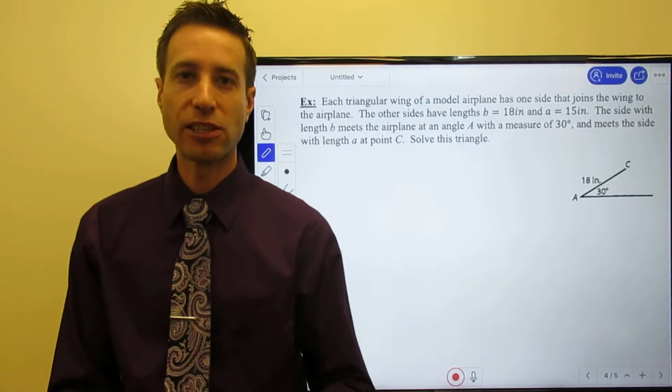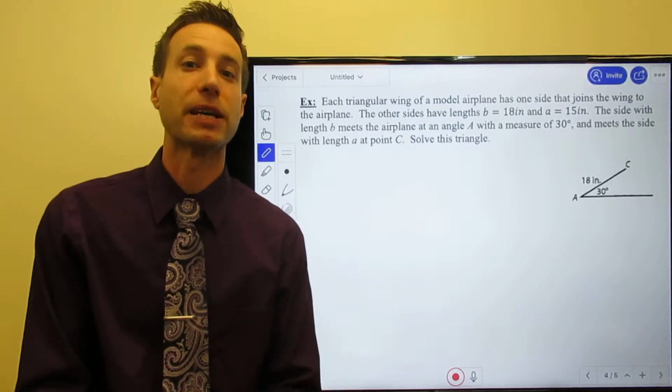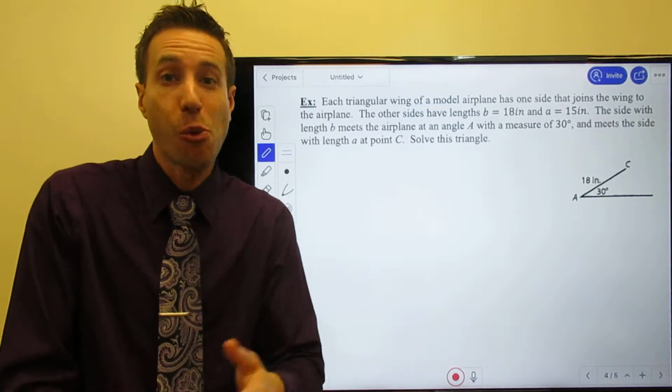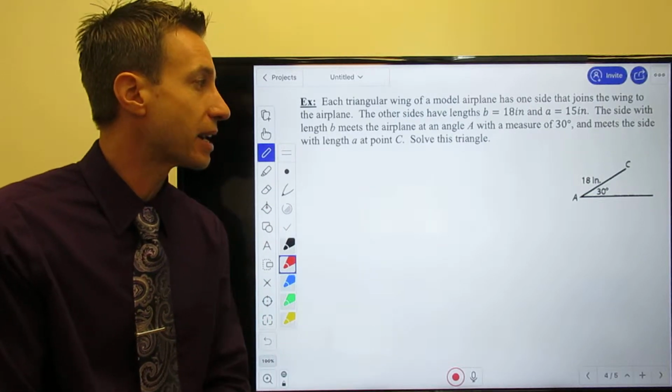Alright guys, welcome to this page of the notes. What we're doing now is an example problem dealing with that ambiguous case. Or maybe not, I don't know, we'll find out. We've got to figure out whether or not it actually is the ambiguous case. So let's just jump right into this.